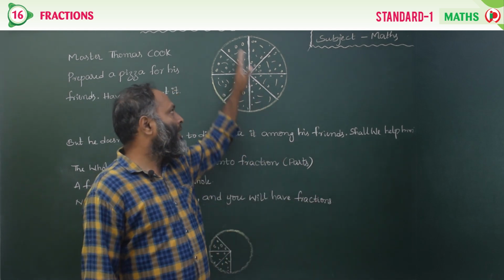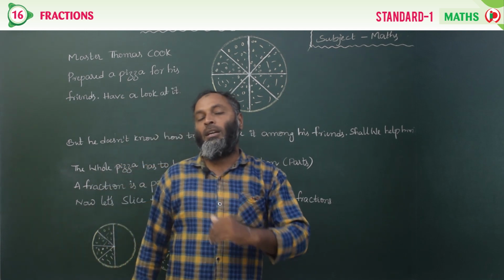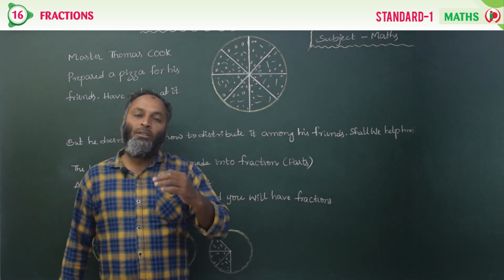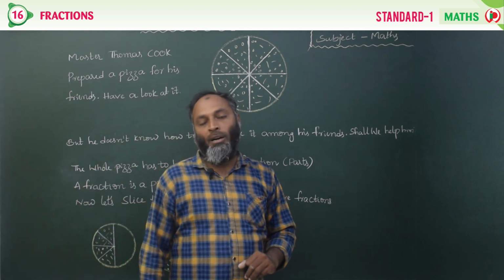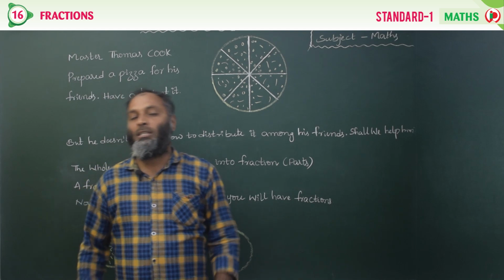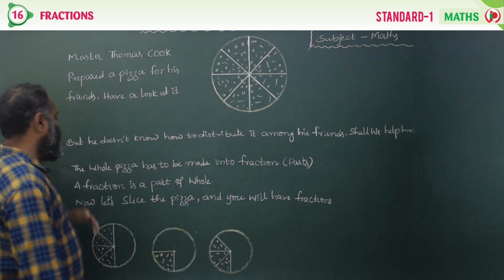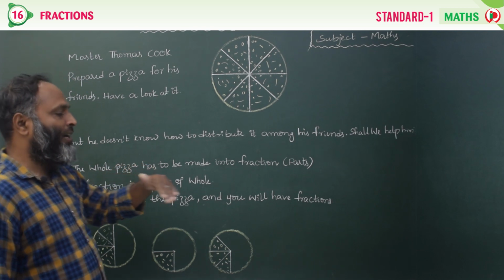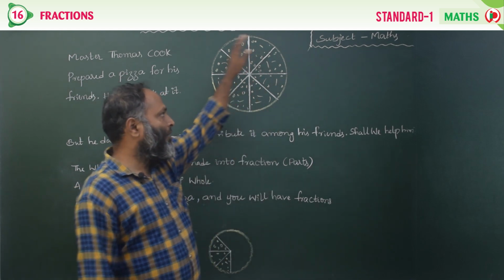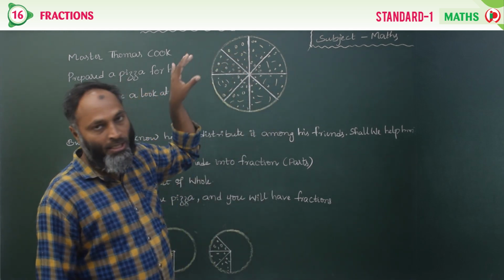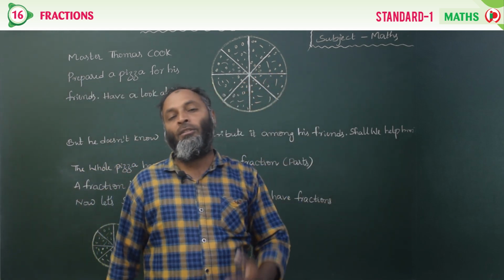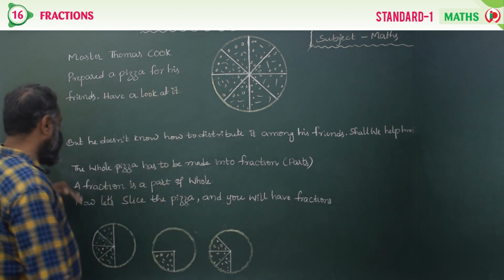Like this. This is one pizza, and he wants to distribute it to his friends. Before that, we should make equal parts. Here, how many equal parts did we make? Total 8 equal parts. Then the whole pizza has been made into fractions. Fractions means dividing into equal parts. This is the whole pizza, the complete pizza, and the whole is divided into equal parts. That is the fraction.